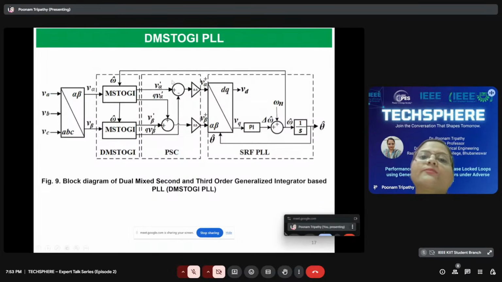So now comes the development of a PLL known as the DMS-TOGI PLL, that is, dual mixed second and third order generalized integrator based PLL. Here, as two mixed second and third order generalized integrator filters have been used, it is named DMS-TOGI, in order to achieve a robust synchronization of the renewable energy sources integrated at the grid by having an accurate as well as faster estimation of the grid phase angle with respect to any operating grid condition.